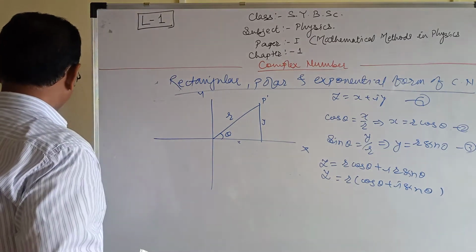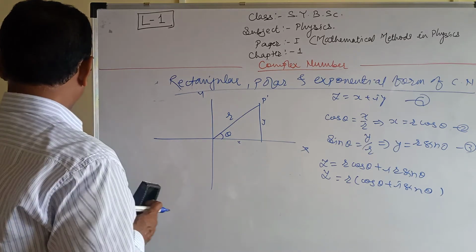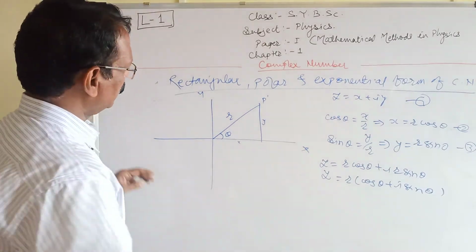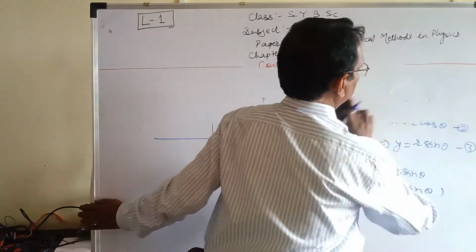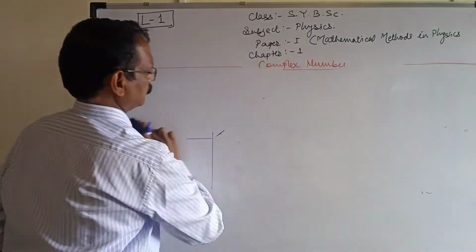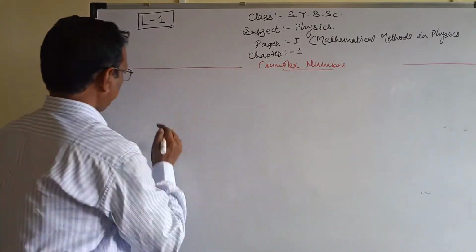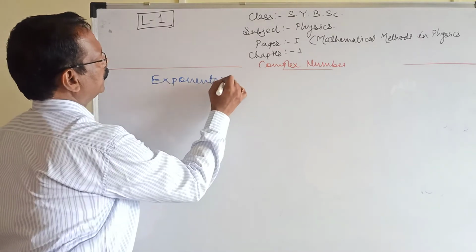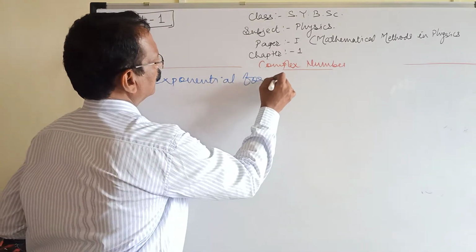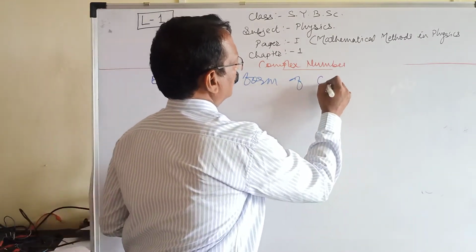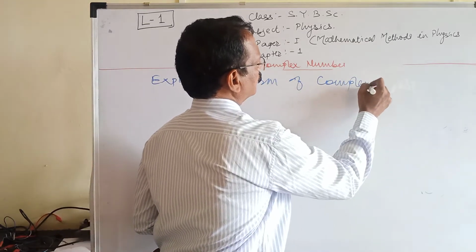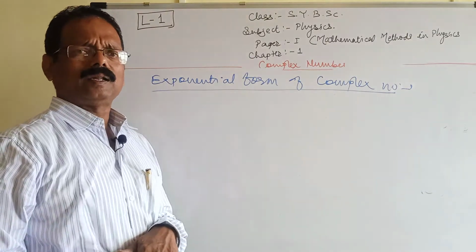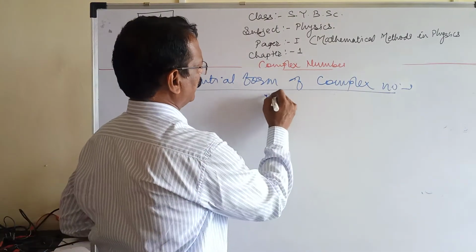Next, we have to solve the next term. What is the exponential form of the complex number? So the next article is the exponential form of the complex number. It is very simple. Now what is the exponential form of the complex number? Maclaurin, this is the scientist here. So here, Maclaurin.